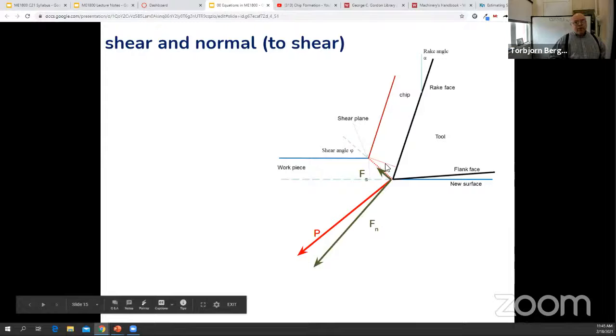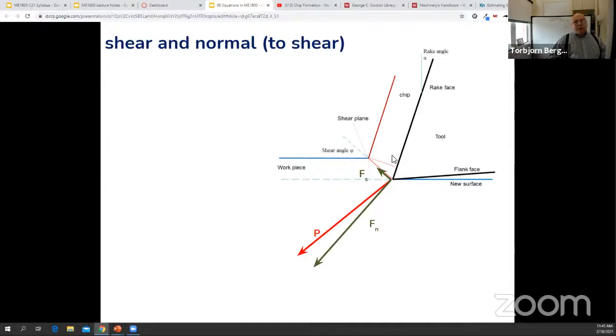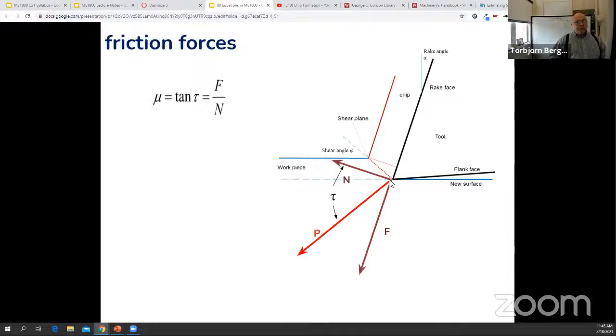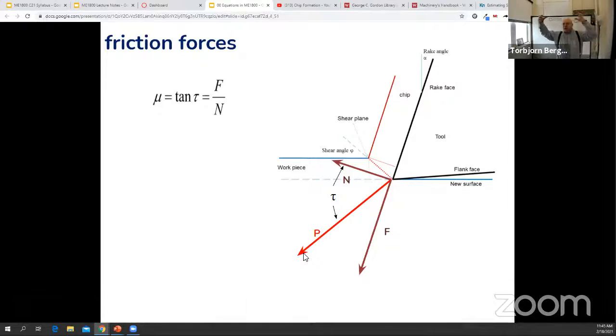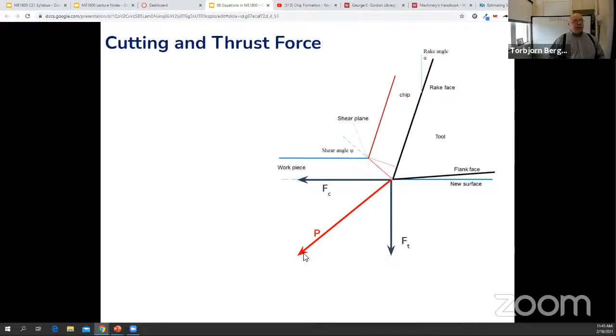But remember, our chip is sliding on the rake face of the tool also, right? So we know that as the chip slides on the rake face of the tool, it's trying to push the tool away. And so we know that there's a force that lines up with the rake face of the tool, and there's a force normal to that that also have to add together to equal P, because the system is stable. It's not dynamic. It's not accelerating. So we know that all three of these force systems equal P.